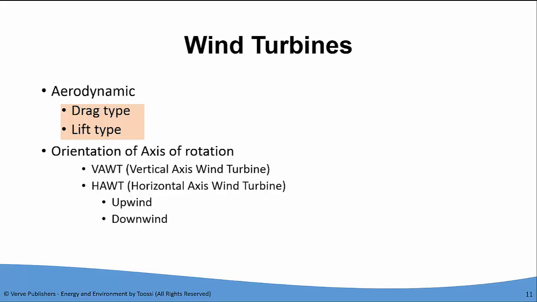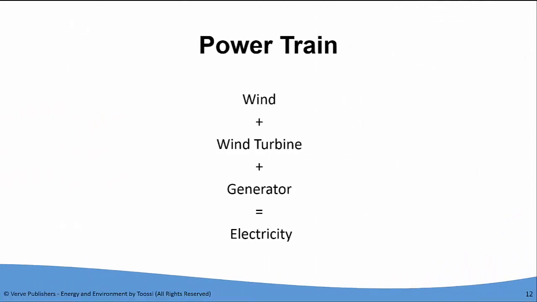Lift type wind turbines are the type where you use the difference between the pressure between the two sides to produce a lift. And this is what causes that wind turbine to move. Once you have the wind, then of course the wind turbine captures the wind and is turned. The wind turbine is connected to a generator which produces electricity.